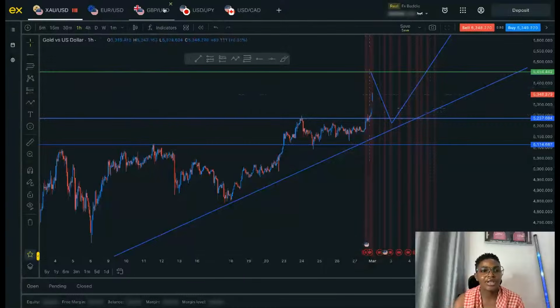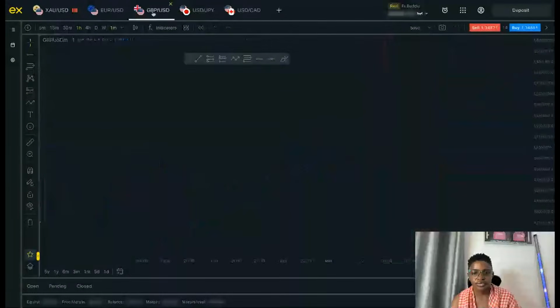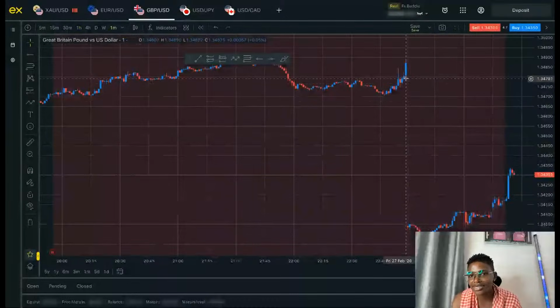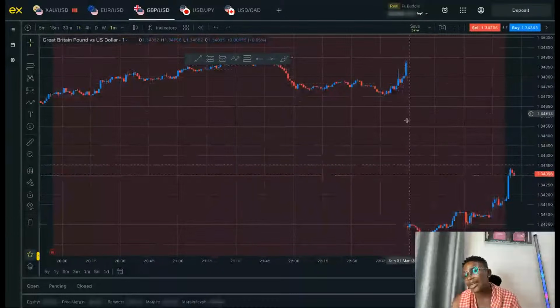Some people will enter a sell when gold is retracing back, but after that, the proper buy will eventually happen. Now let's go to GBP. Jesus, what gap is this? See, the market left from here and is here.